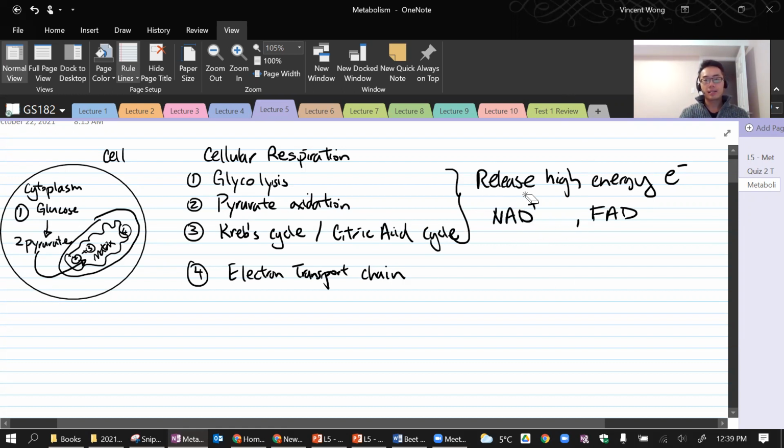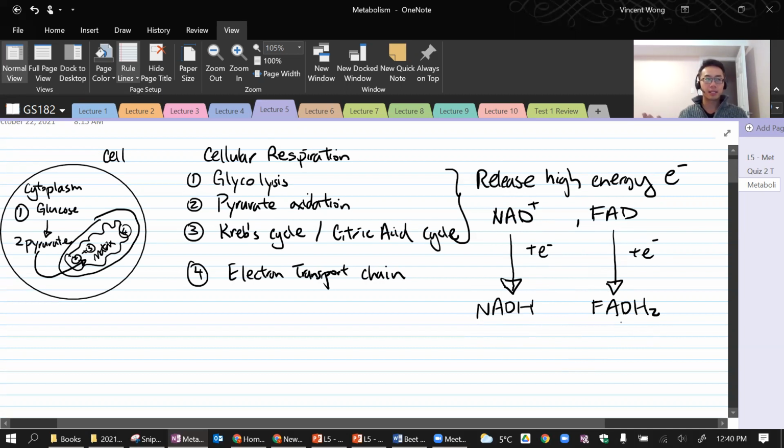So these are energy carriers, electron carriers. They capture the high energy electrons. You add electrons to it, and hydrogen actually, but we focus on the electron. It will capture the electron, and then the NAD plus is going to become NADH. And the FAD will become FADH2. So this is like empty with no electrons, and this is like fully charged with electrons.